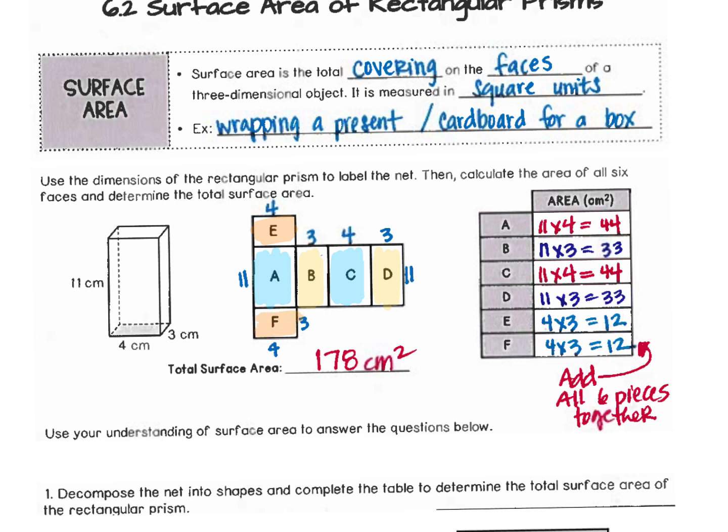Now, the final answer says what's the total surface area. So my directions right here say now if you want total, add all 6 pieces together. I'm going to add all these numbers together and you get 178. And that's basically what we're doing today.